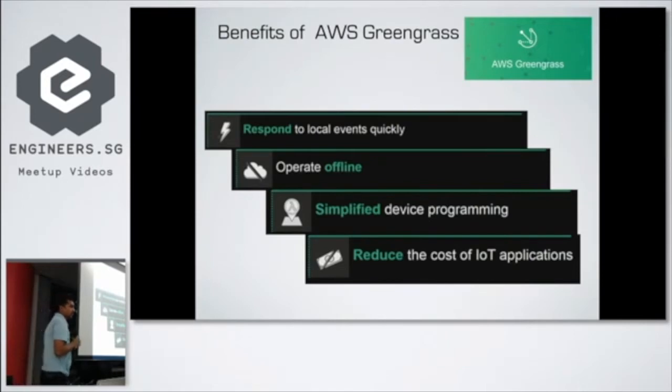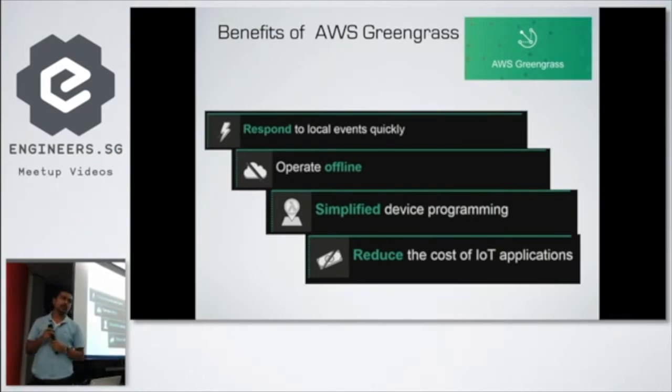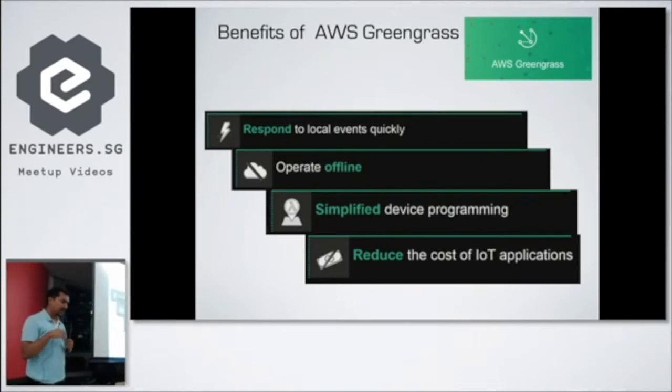Simplified device programming. AWS GreenGrass uses the same programming that we are all aware of, AWS programming APIs. So you can use the same APIs, and you don't have to worry about syncing, or whether the internet is there or not. And one more good advantage of AWS GreenGrass is you can have Python Lambda functions running right on your local source. You don't have to go to AWS to run your Lambda functions. You can run them right on your local gateway.